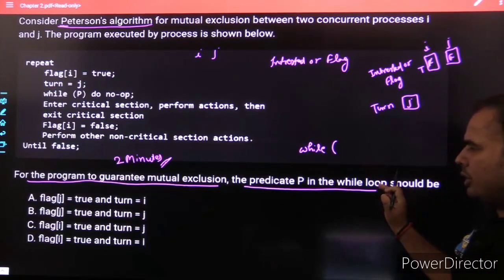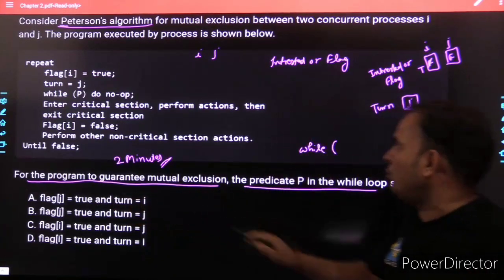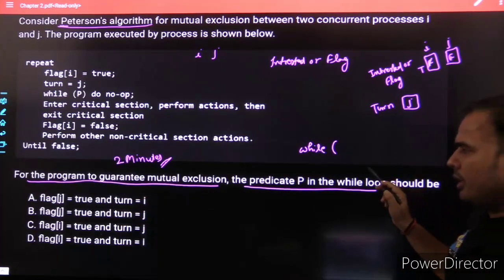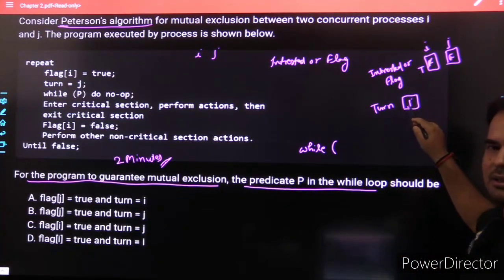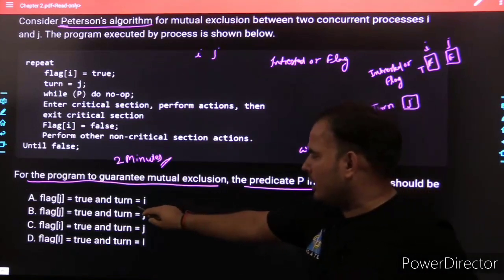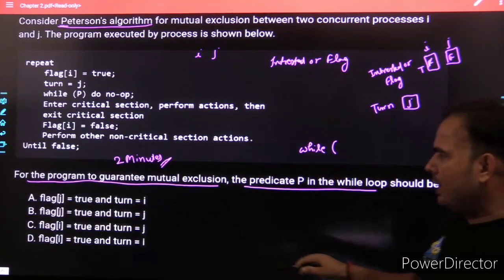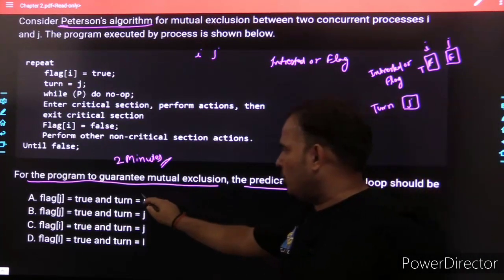So here we will put two things, and you can check through the options. In the option we have flag of j equal to true and turn equal to I. But I is the interested process, and turn was set to J. So turn equal to I is not right. And flag of j equal to false with turn equal to I, here we need to make it J. So option A cannot be your answer.